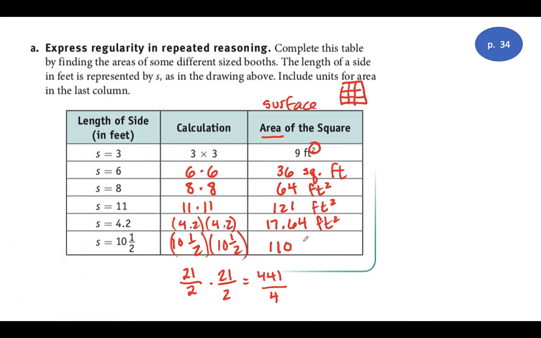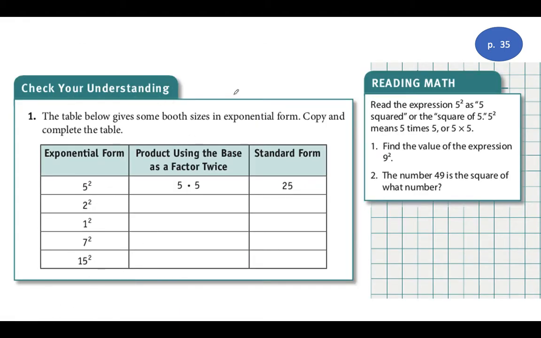110 and 1/4 feet squared, or square feet. All right, the table now is in exponential form. We're on page 35. Please fill out this table in your book. So 2 squared is 2 times 2, which is 4. So this is product using the base as a factor twice, right? We call this expanded form.